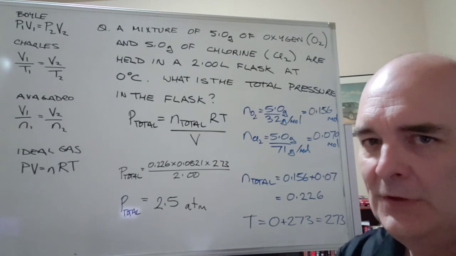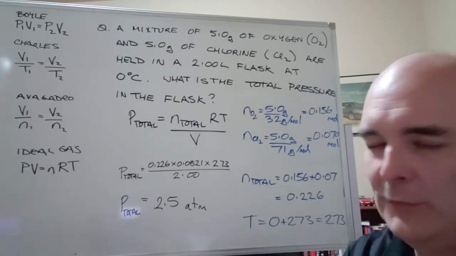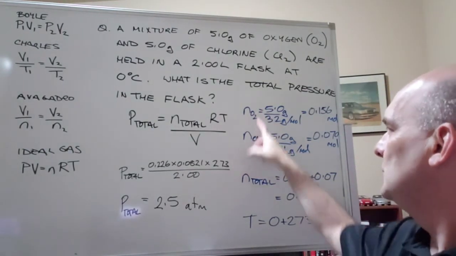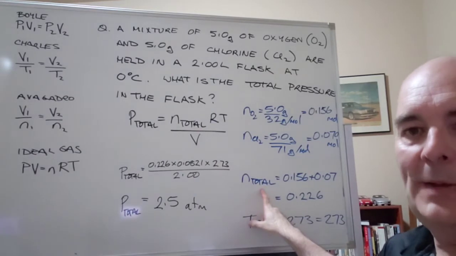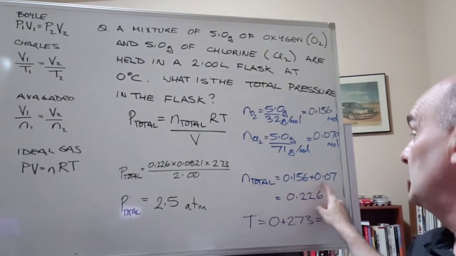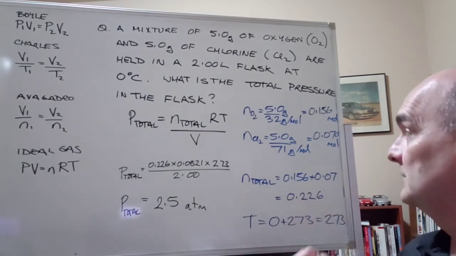Let your calculator at this point of the equation give you more decimal places than you deserve. Only whittle it down to the absolute number of significant figures allowed in this question at the very end. Don't round up while you're doing the calculation. So if I add those two numbers of moles together, I get the total number of moles in my gas. So 0.156 plus 0.07 equals 0.226.